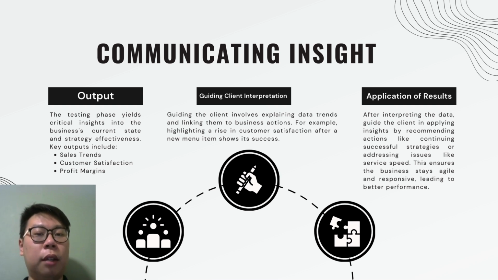Next, in guiding client interpretation, here involves explaining data trends and linking them to business actions. For example, highlighting a rise in customer satisfaction after a new menu item shows its success. Next, application of the results. After interpreting the data, we need to guide the client in applying insights by recommending actions like continuing successful strategies or addressing issues like service speed. This ensures the business stays agile and responsive, leading to a better performance.